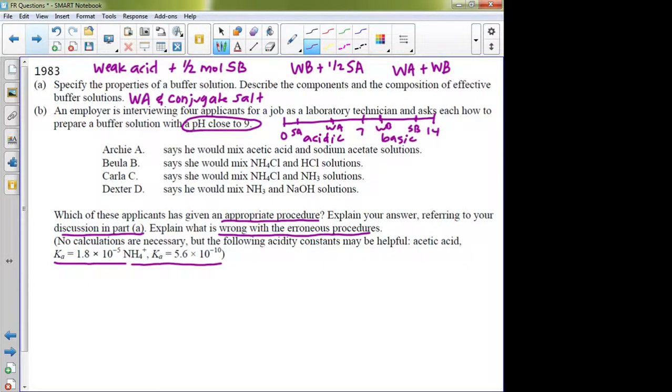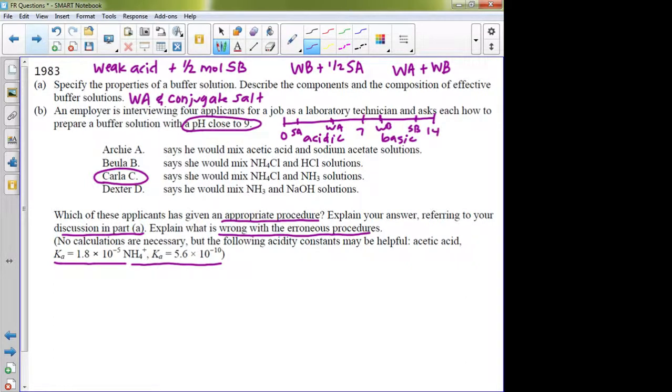Well, Dexter's got a strong base. I think so, so he's out. C. Is it Carlos C? You think Carla C? It is Carla C. Okay, so Carla C is the person that I would pick for the job. Carla C knows what she's talking about. Archie wrote all this out. I don't know.